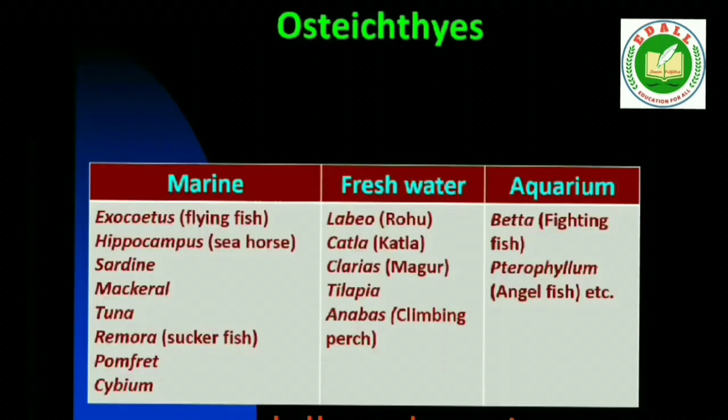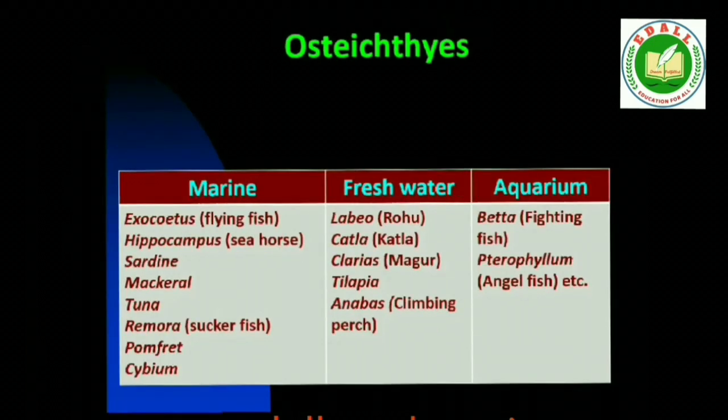Examples: marine, Exocoetus, flying fish, Hippocampus, seahorse. Freshwater, Labeo, rohu, Catla, catla, Clarias, magur. Aquarium, Betta, fighting fish, Pterophyllum, angelfish.